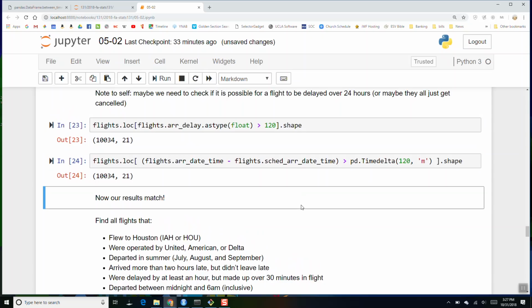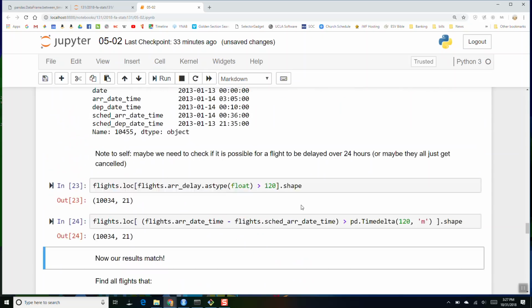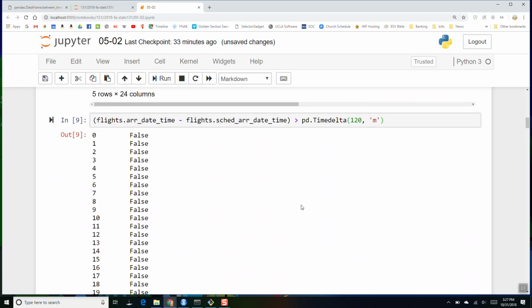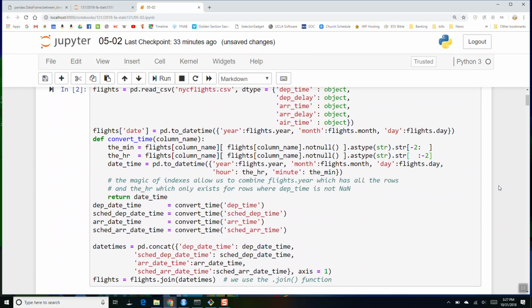Yes? At what part of the cleaning process did we get that mistake of the arrivals being the same day? Or the delay being the same day? Right. What part of the process did we lose the information about it being the next day?